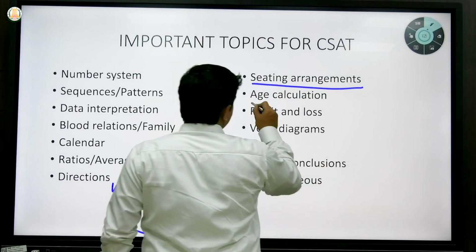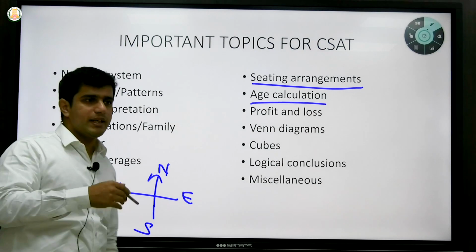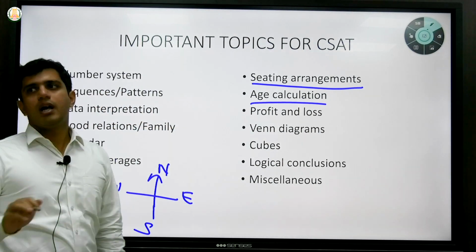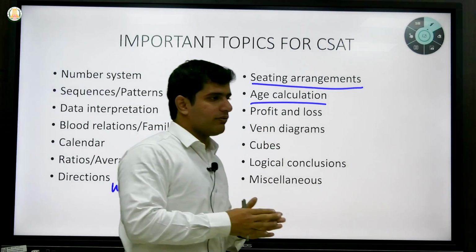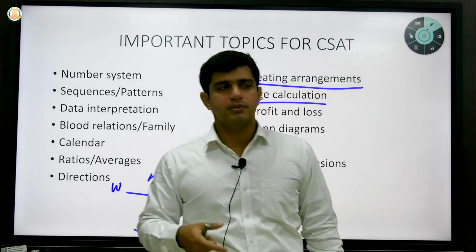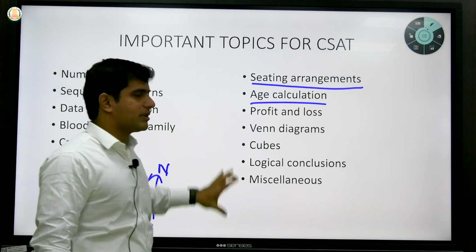Then age calculation. We have just seen X and Y, present age, previous age, future age. They'll give you conditions. Assume them as X and Y. Then based on the given relation, find out what will be in the future, what will be in the past. He must have given some other condition. Using that, you will be able to find out whatever the options he is asking.